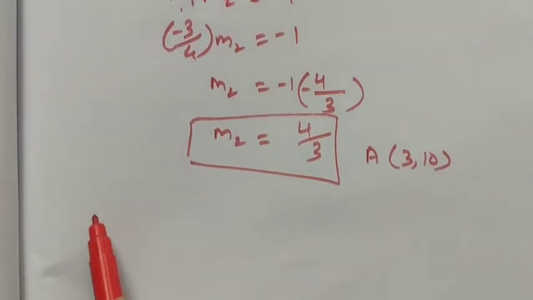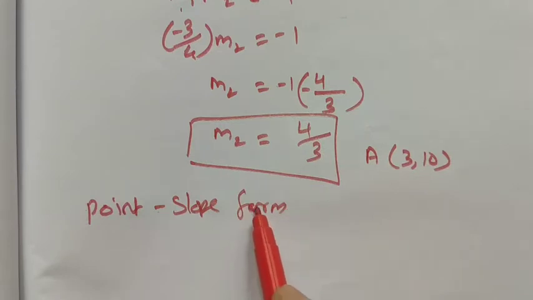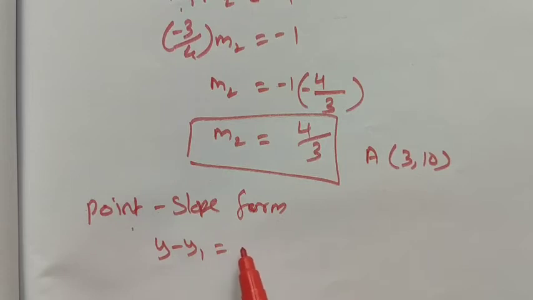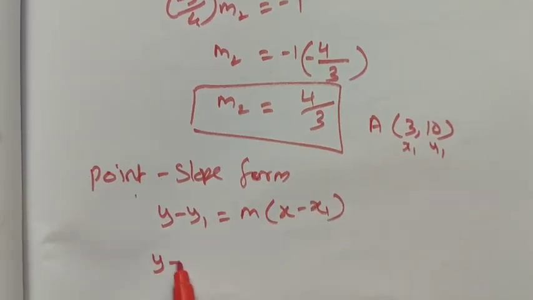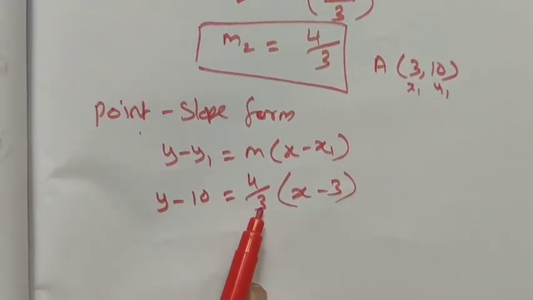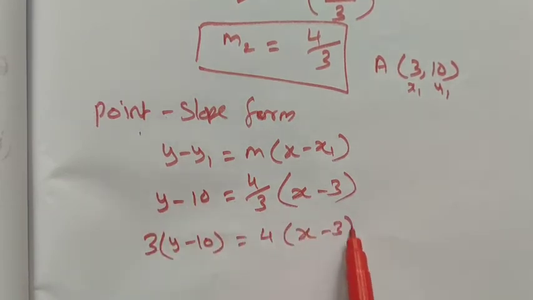By using point slope form, one slope and one point is known. So using point slope form, y minus y1 is equal to m of x minus x1 is the formula. Let me take it as x1, y1, slope, right? Y minus y1 is equal to 10, into m is 4 by 3, into x minus x1, x1 is 3. Now cross multiplication, I take this 3 to here. 3 into y minus 10 is equal to 4 into x minus 3.